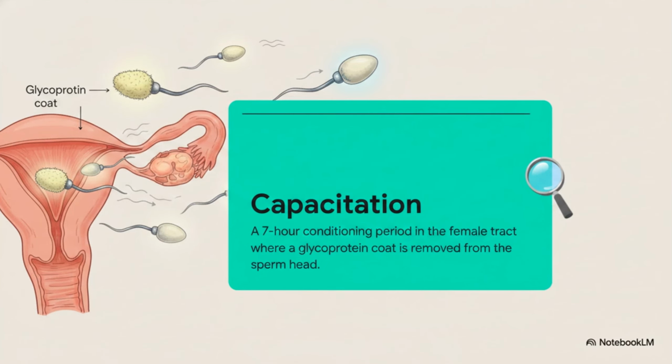Let's look at that first step, capacitation. This is a conditioning period that takes about 7 hours. During this time, the female tract basically activates the sperm by stripping a glycoprotein coat off its head. You can think of it like taking a safety cap off. It makes the sperm fully functional and ready for action.